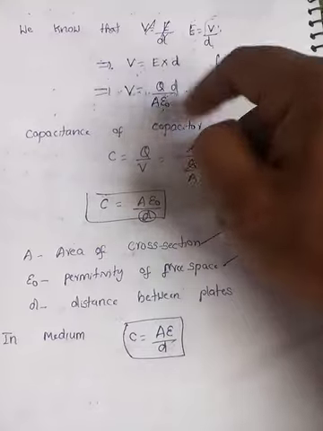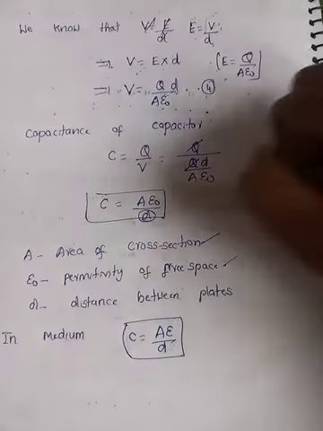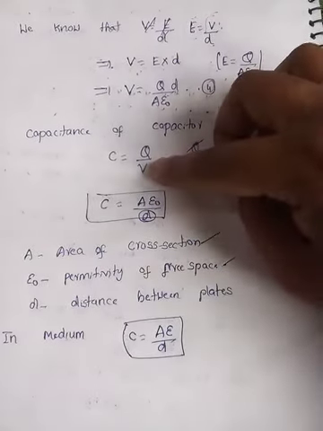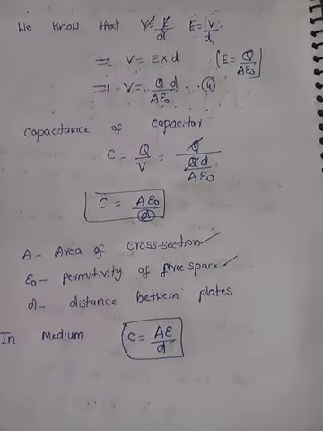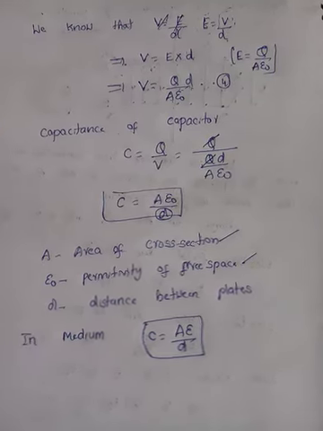What is the value of E? Q by A epsilon naught, into d. So capacitance of a capacitor is equal to what? Q by V, Q cancels, A epsilon naught by d. The capacitance of a parallel plate capacitor depends on area of cross section, permittivity of free space or nature of medium, and distance between plates.